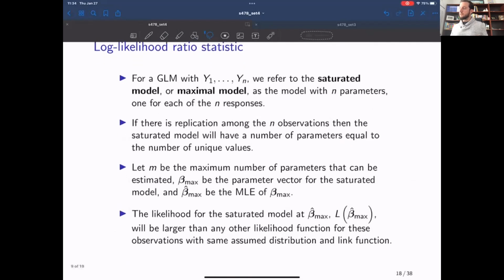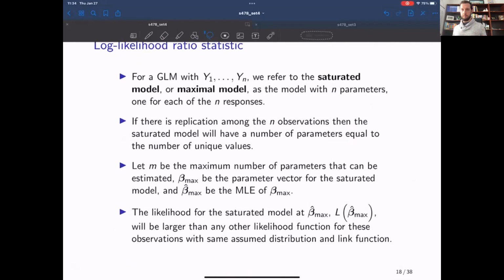When we work with generalized linear models, we define the maximal model or the saturated model, same thing, as the model with one parameter for each response variable. This is the full model, the biggest possible model you can have for the data set. If we have replication among the n observations, then the maximal model will have a number of parameters equal to the number of unique values in the data set. So we let little m be the maximum number of parameters that can be estimated.